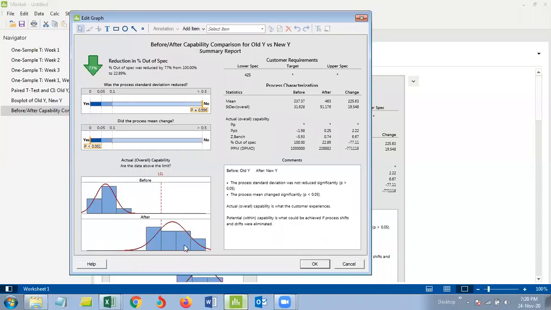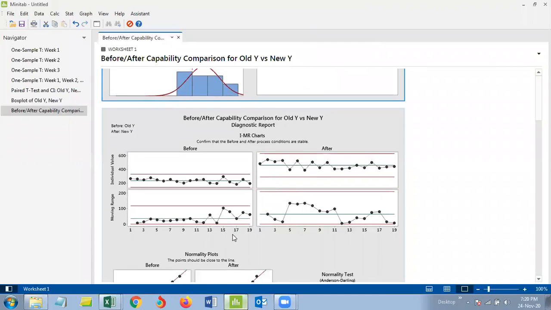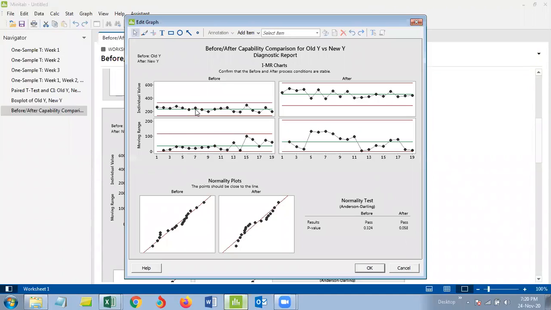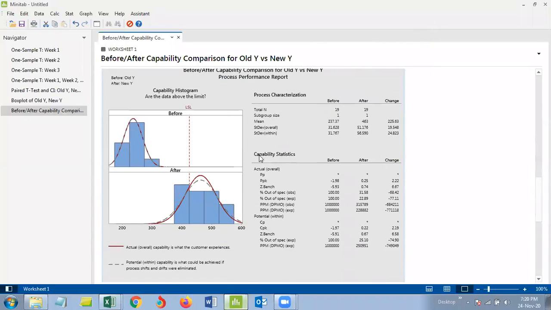Now the process has shifted. Some portion is still here, but most of it has moved ahead. Look at the old Sigma level, new Sigma level, and change in the Sigma level, and you can make your personalized comments here also. We just scroll down. Look at this. Control charts. We haven't studied control charts yet, but there is the old control chart and new control chart, before and after. Old normality test, new normality test. The test results are also visible. You just scroll down, have a look at this.